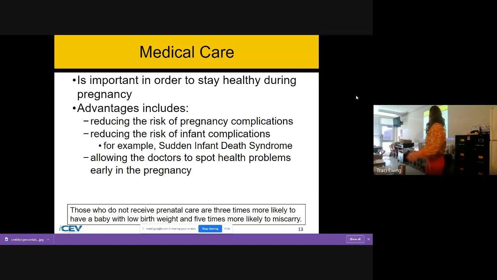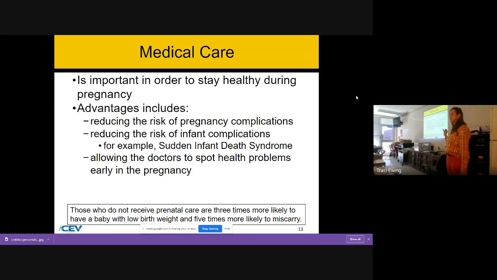If you do not receive any prenatal care, you are 3 times more likely to have a low birth weight baby because you didn't get proper nutrition. Oftentimes, you continued habits that you should not have continued throughout the pregnancy. The reason is that if you didn't get medical care, there's usually other underlying issues for not getting the medical care. They're also 5 times more likely to miscarry.